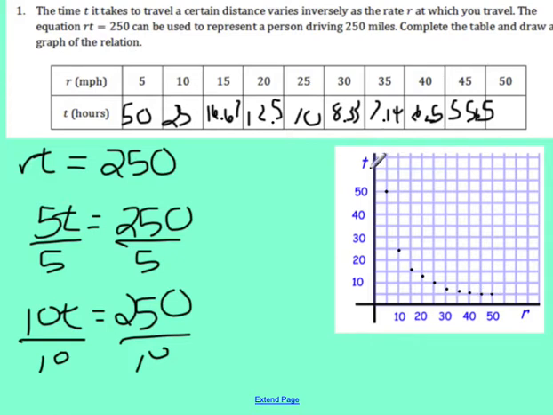So what you'll notice here is we have a graph sloping downwards. And just like with exponential functions, we're never going to cross up here or up here because a negative rate doesn't make sense. Going negative 10 miles per hour, I don't even know what that means. Likewise, negative time doesn't make sense. So we're never crossing those axes.